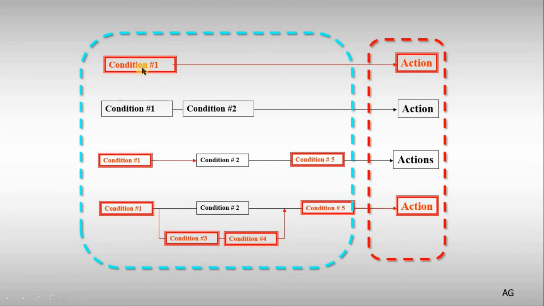So in ladder logic we have a condition. If this condition is met, then we go to the next one, and if the second one is met, we go to the third until we reach the action. You can have conditions in series, or in series and parallel.